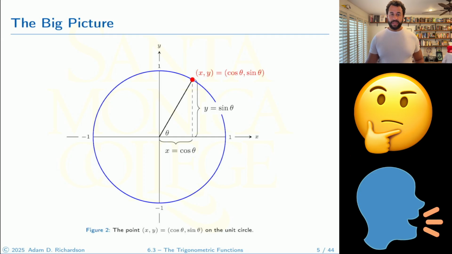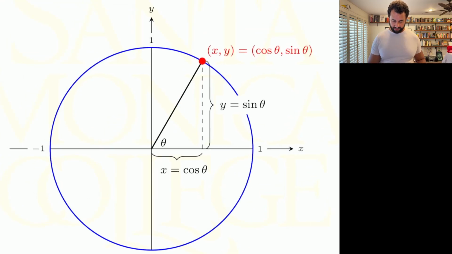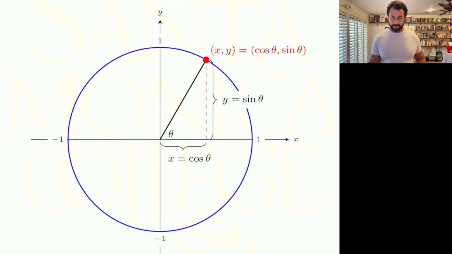Okay. Now, I'm going to talk a little bit more about this, and then we're going to more rigorously define what's going on here. So let me zoom in a little bit. There we go. So we have the unit circle, and we have this point x comma y on the unit circle. Here is the idea.